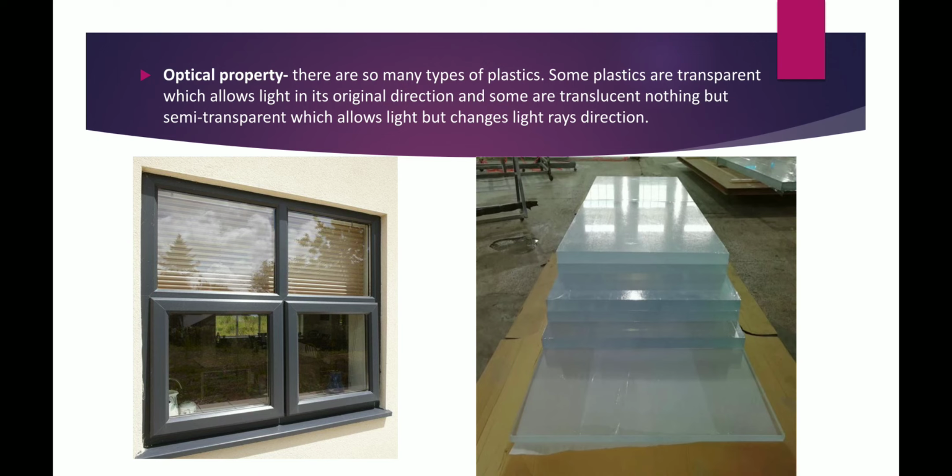Optical property. There are so many types of plastics. Some plastics are transparent, which allows light in its original direction, and some are translucent, nothing but semi-transparent, which allows light but changes the light rays' direction. And here on the left you have a picture of a plastic window which is transparent, and on the right you have plastic which is translucent.